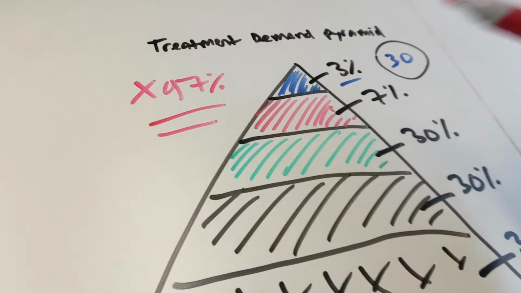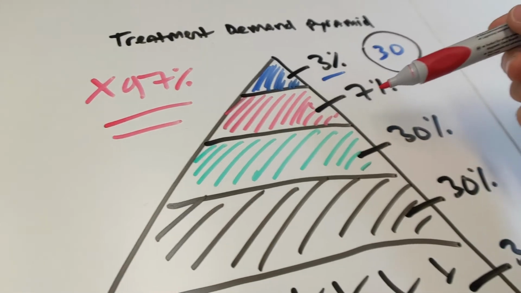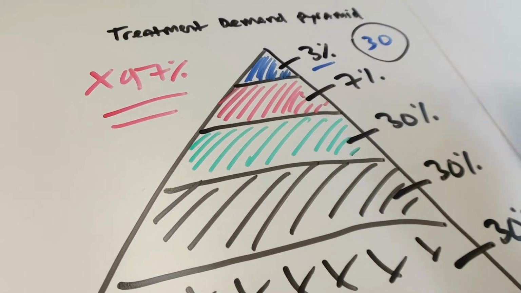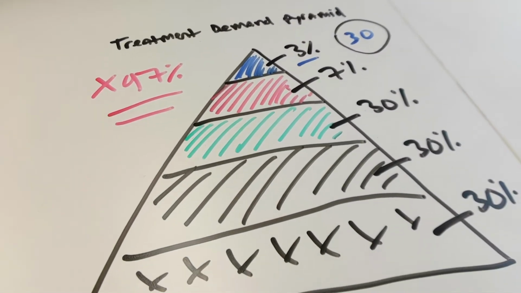Why? Because if you say dental implants are $14.95, these 7%, they're not ready to buy. These 30%, they're neutral. They don't know what dental implants are. They don't really know why they need them. These 30% think they're not interested, and these 30%, they know they're not interested.